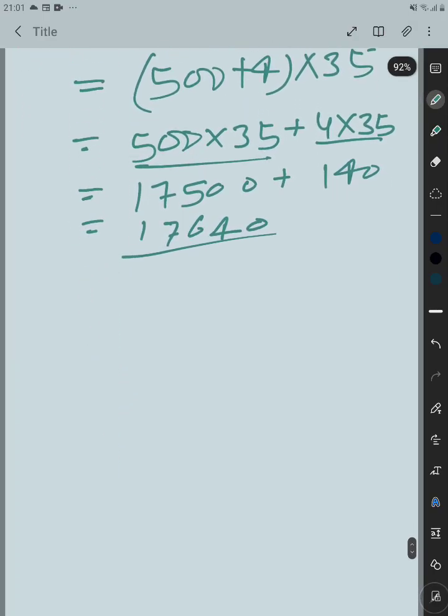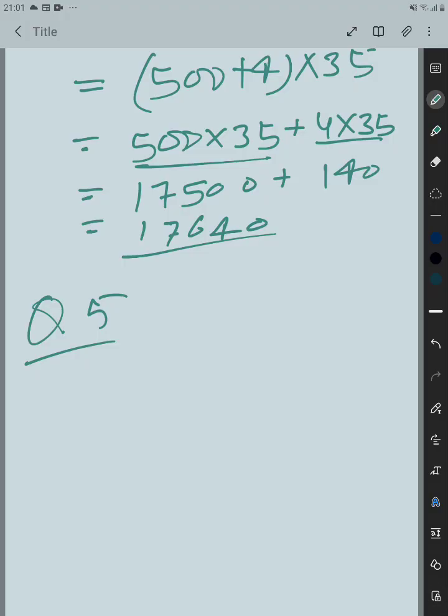So this completes question number 4. Now this is the last question, question number 5 we have. So what is question number 5? Question number 5 is to study the pattern and write the next two steps.